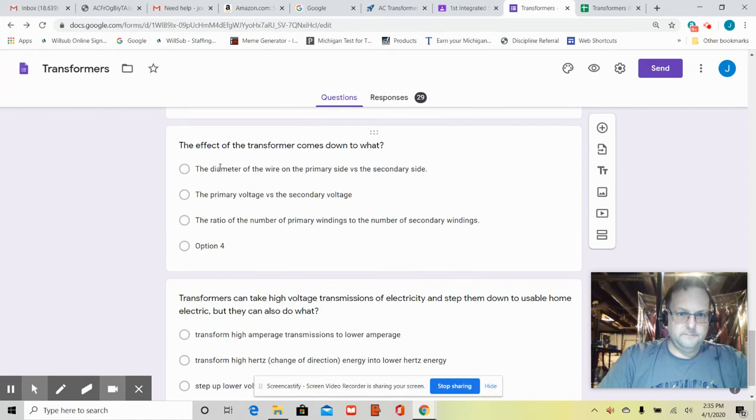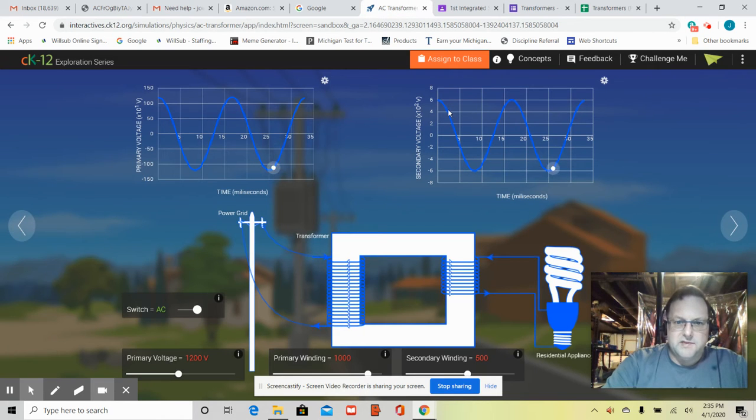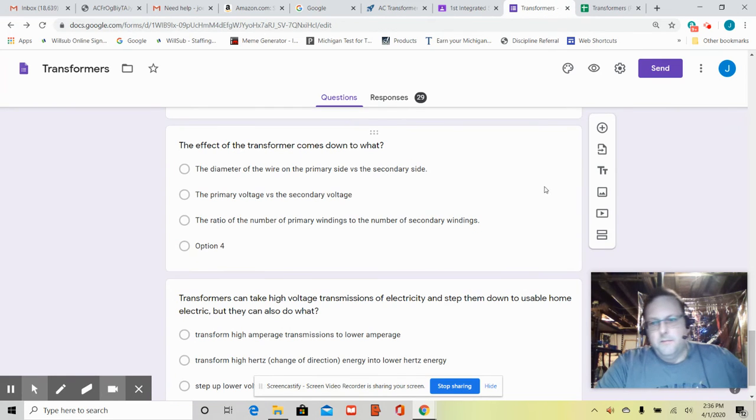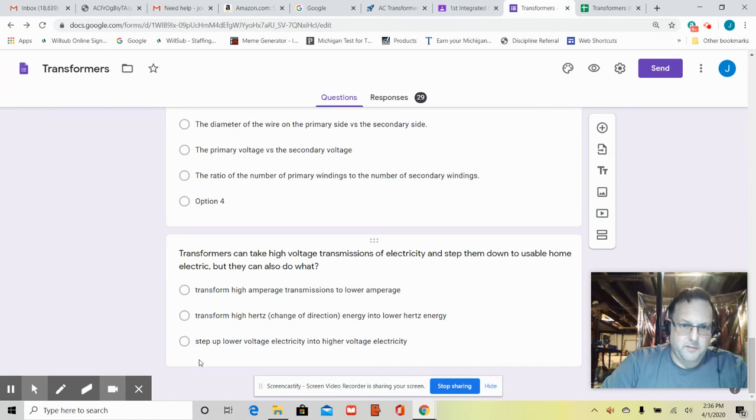Okay. The effect of the transformer comes down to what? We've sort of seen this. It all comes down to the ratio of the number of primary windings to the number of secondary windings. So the primary windings to the secondary windings, that's the ratio, and that's what determines what happens between your incoming primary electricity and your induced electricity that is the outgoing on your transformer.